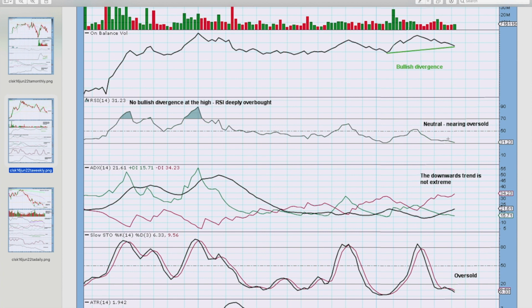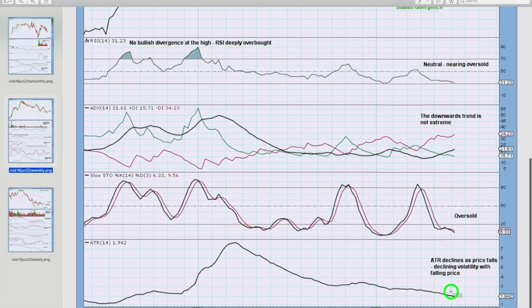Stochastics is oversold, but you use RSI, not stochastics, when the market's trending. And ATR is declining as price falls. There's declining volatility with falling price, and ATR for this one tends to mirror price.